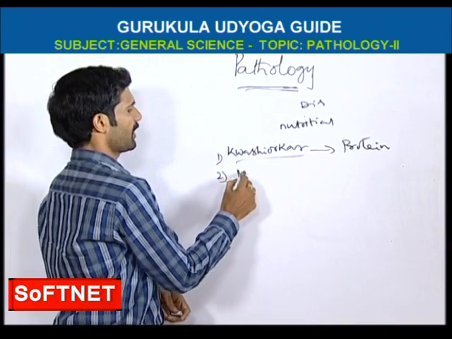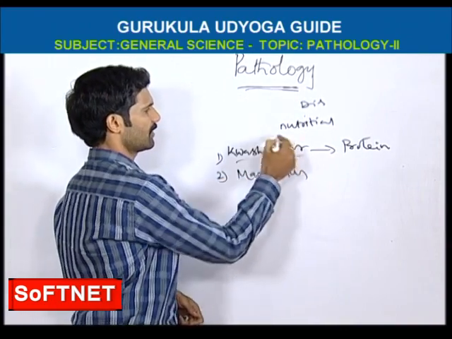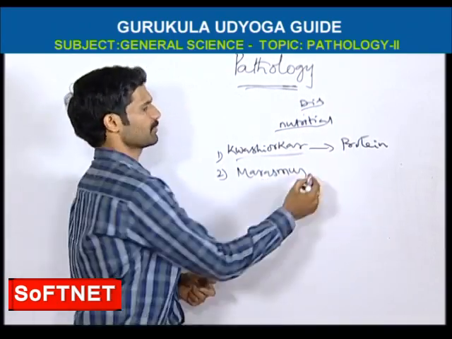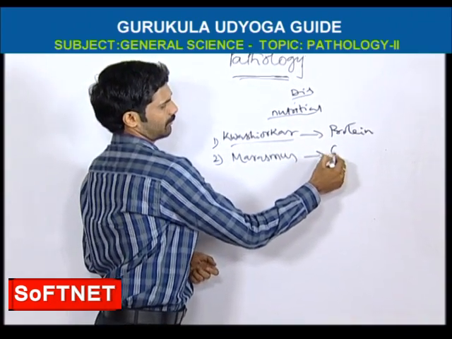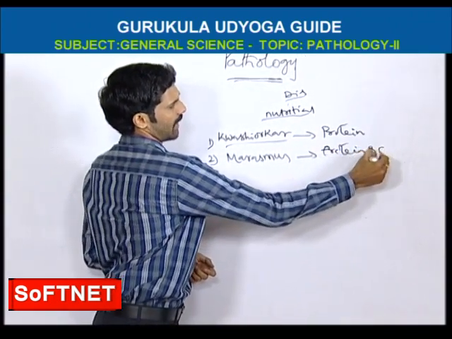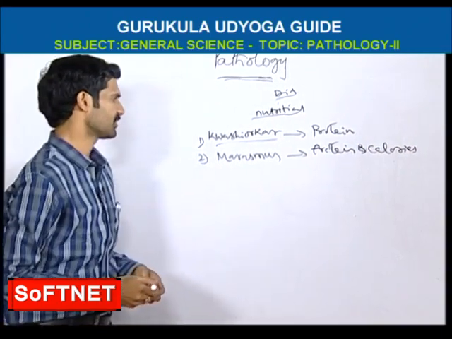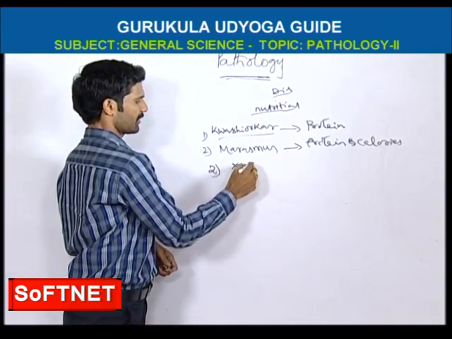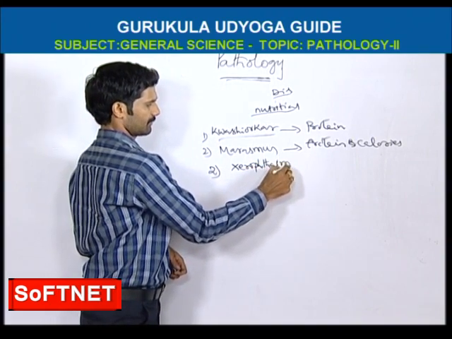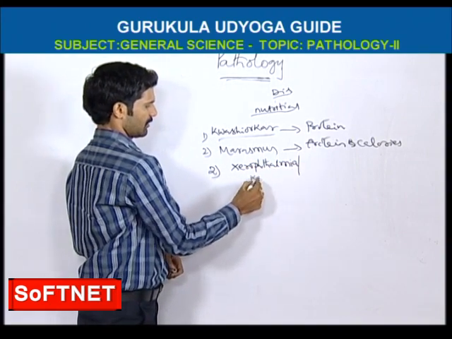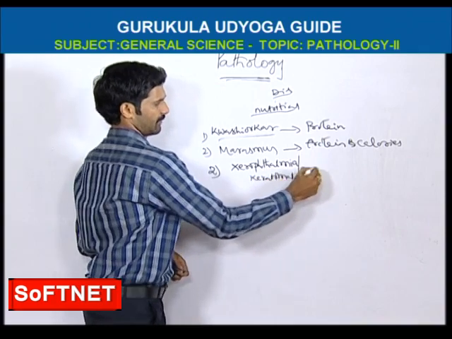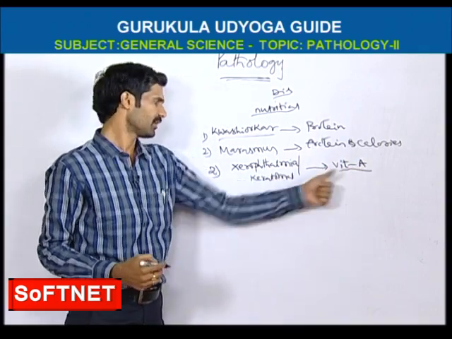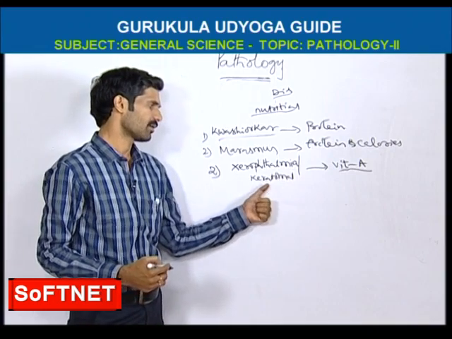And the second one, marasmus, is another nutritional deficiency disease, due to proteins and calories deficiency. Proteins and calories deficiency leads to marasmus. Xerophthalmia or keratomalacia is due to the deficiency of vitamin A.